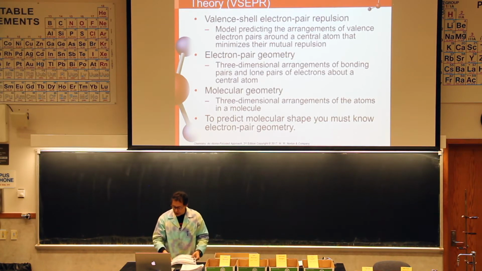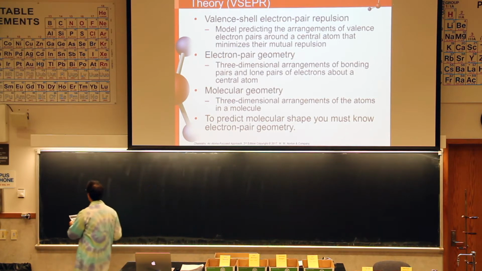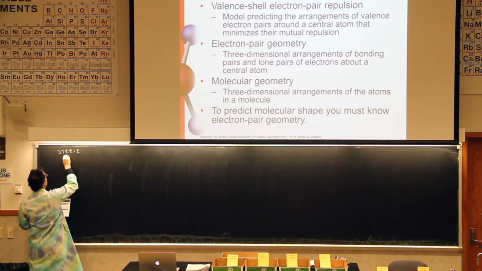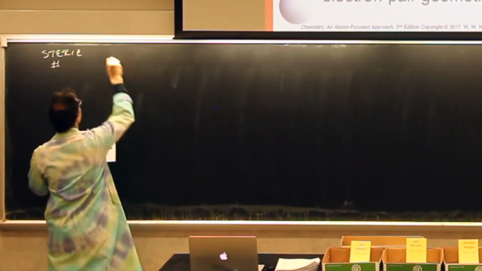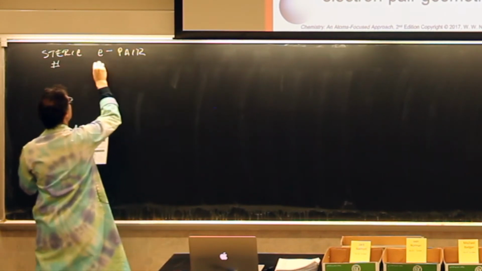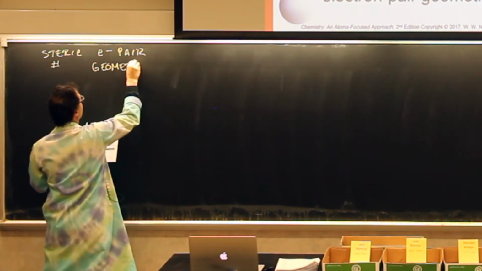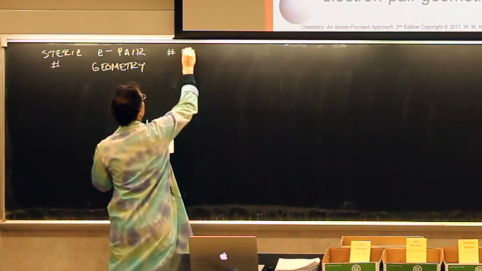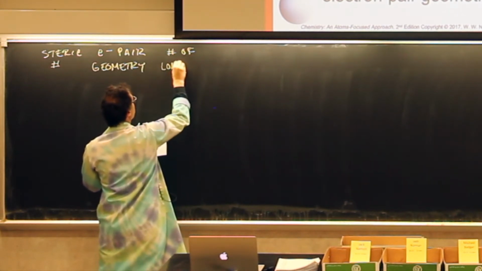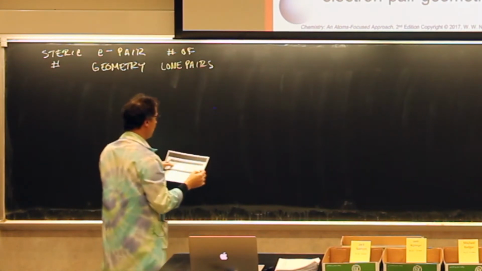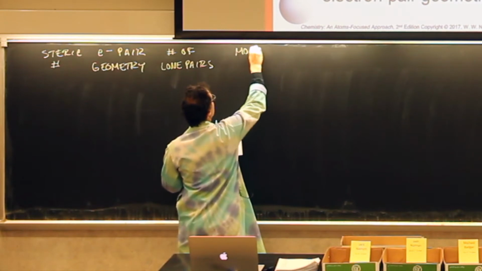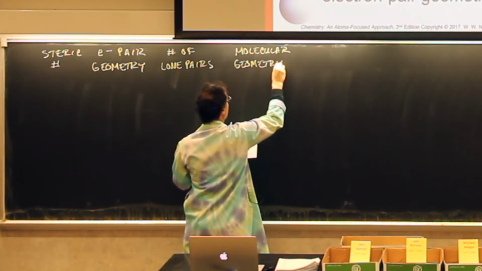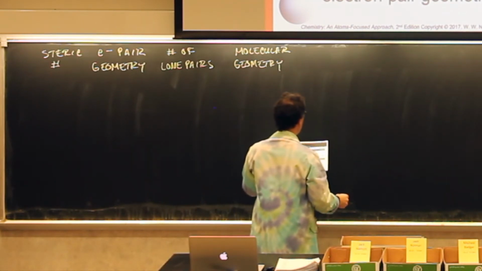All right, so here's what we're going to do on our table. We are going to make a table, and I'm going to label it like this: steric number, then electron pair geometry, then number of lone pairs, then molecular geometry, and then we will do bond angles.